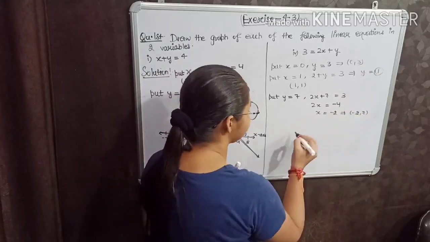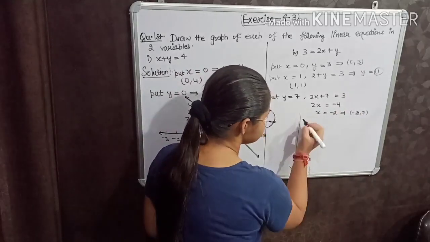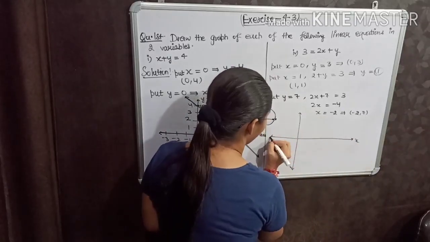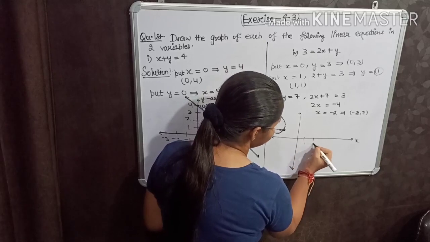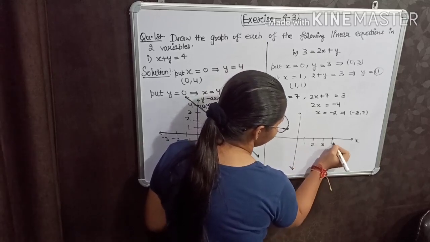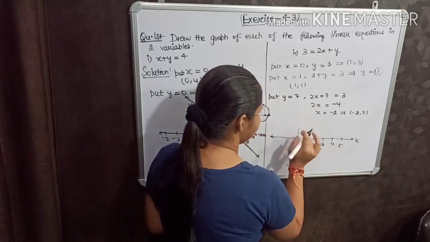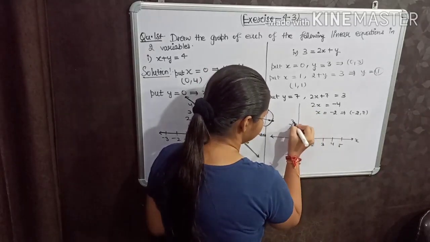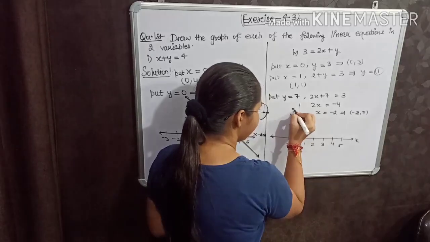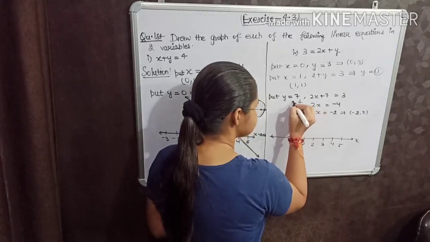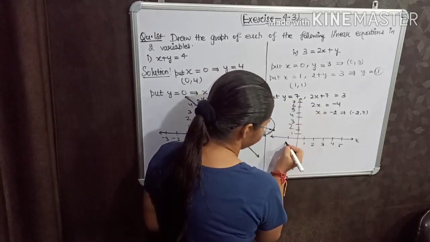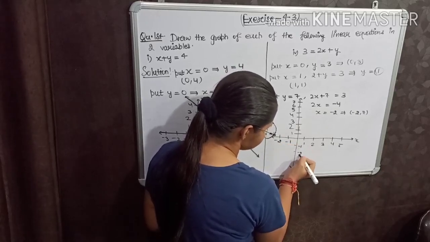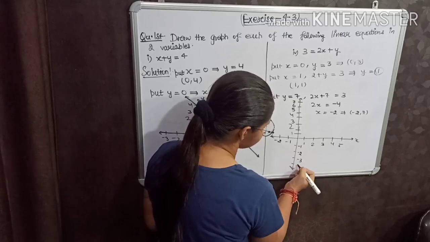Now we will draw the graph. First of all, see, it is y-axis, it is x-axis. Now, where is the point 1, 2, 3, 4, 5? And here it is 1, 2, 3, 4, 5, 6 and 7. Now see, here minus 1, minus 2. Here minus 1, minus 2, minus 3 and minus 4.